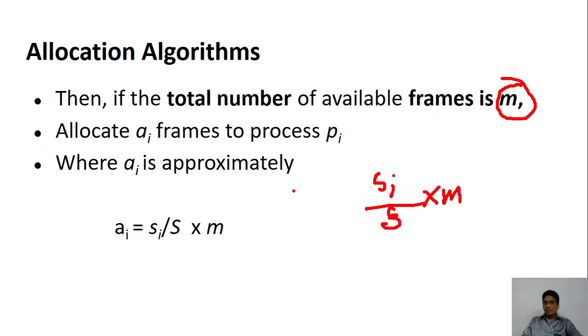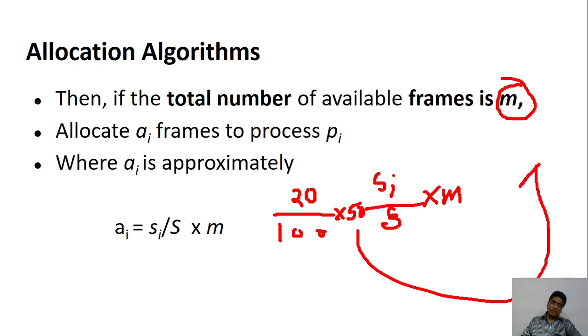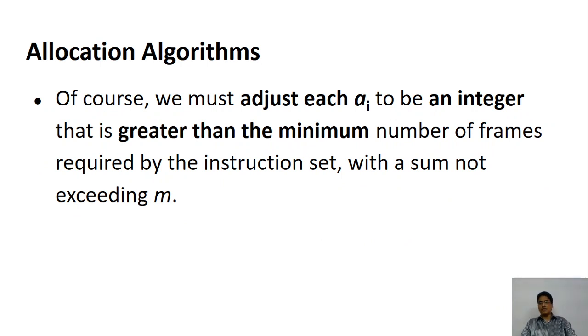So for example, if the first process requires 20 frames, and if you sum all of the processes, they require 100, and if you have 50 frames with you, then what will be the answer? So you do this, multiply it, whatever answer you get, that much you give to the process P1. Similarly, you give to the process P2, and so on and so forth.